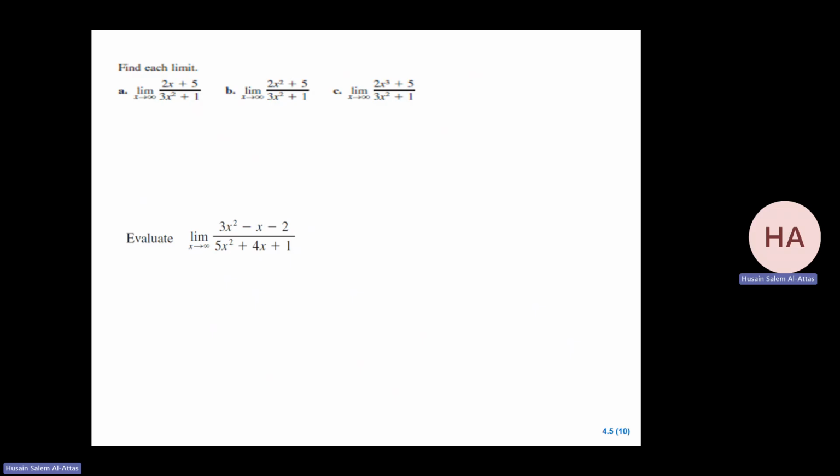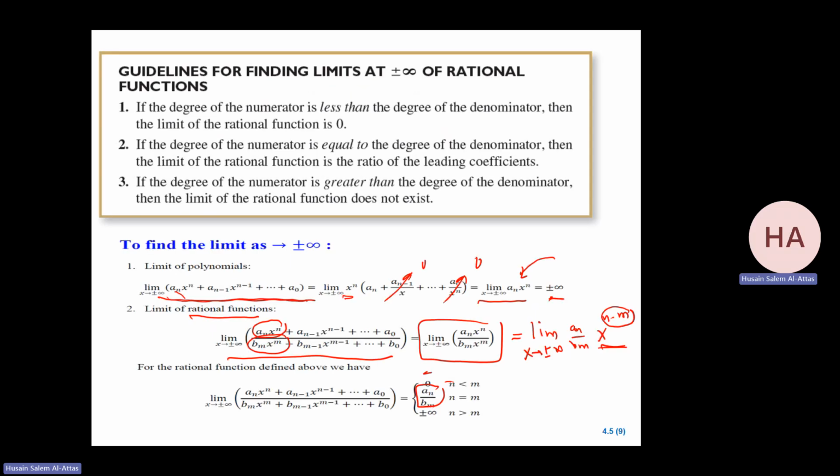Now look at this one. So I have this rule actually. If the degree of the numerator is less than the degree of the denominator, what will happen to the limit? 0. If equal, the ratio of the leading coefficients. If greater, then it will go to either infinity or minus infinity.